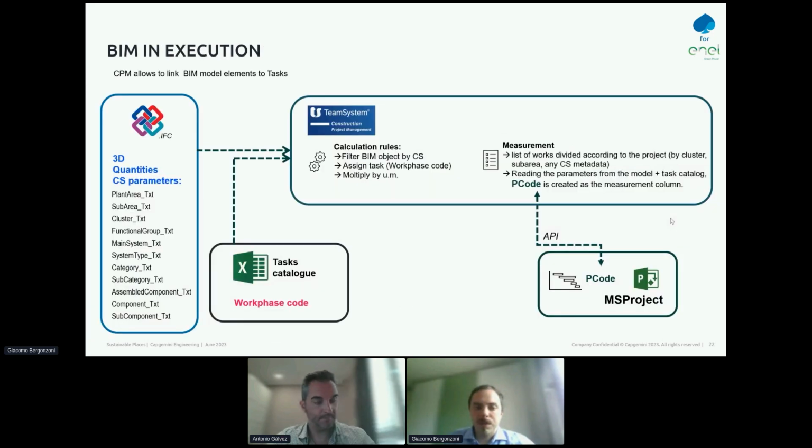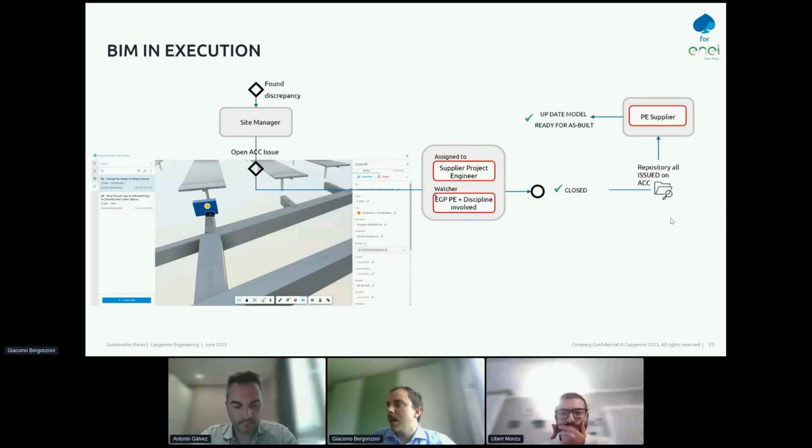And during the execution, we have the possibility to extract data from the BIM model for the construction site, so to give information to create a Gantt chart, the schedule, and also to monitor the cost of the project. And also we use ACC for collaboration, so to define issues on the model, to define if there are any problems on the project, and communicate these issues to the constructor, the EPC contractor, or to the designer to solve them.